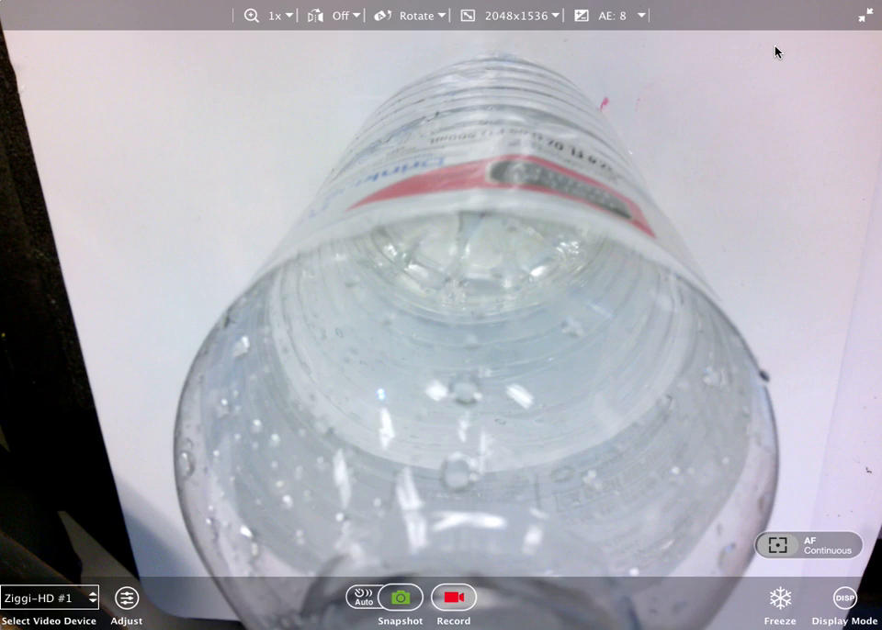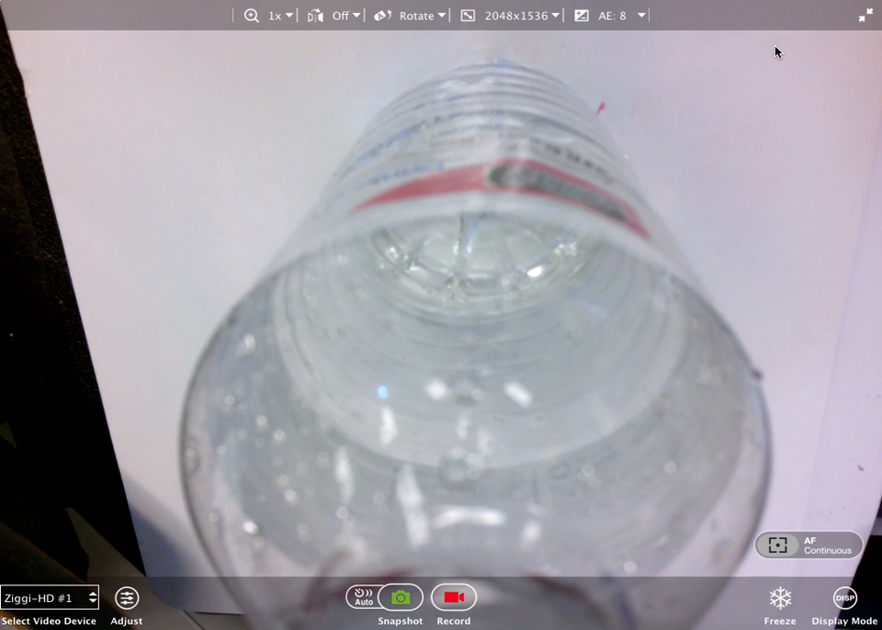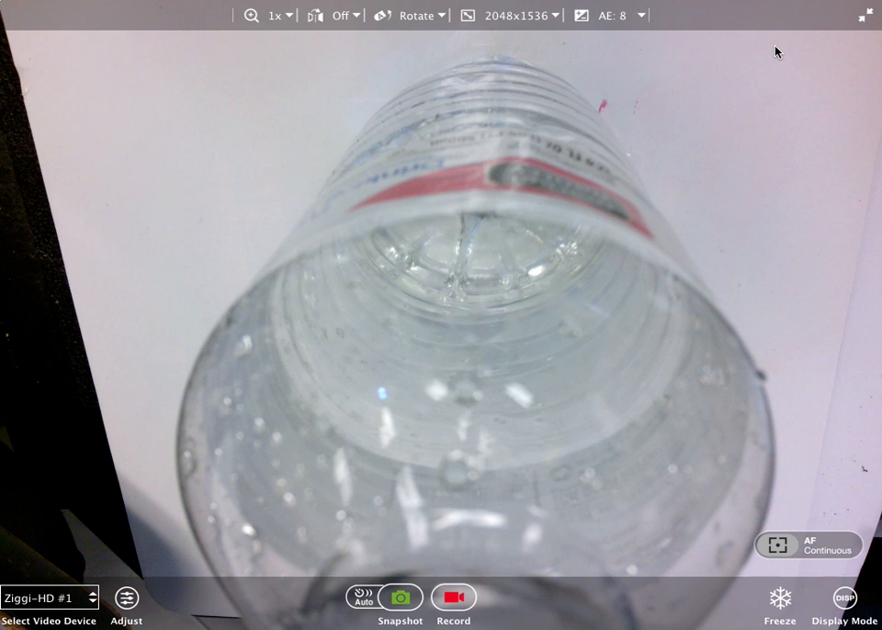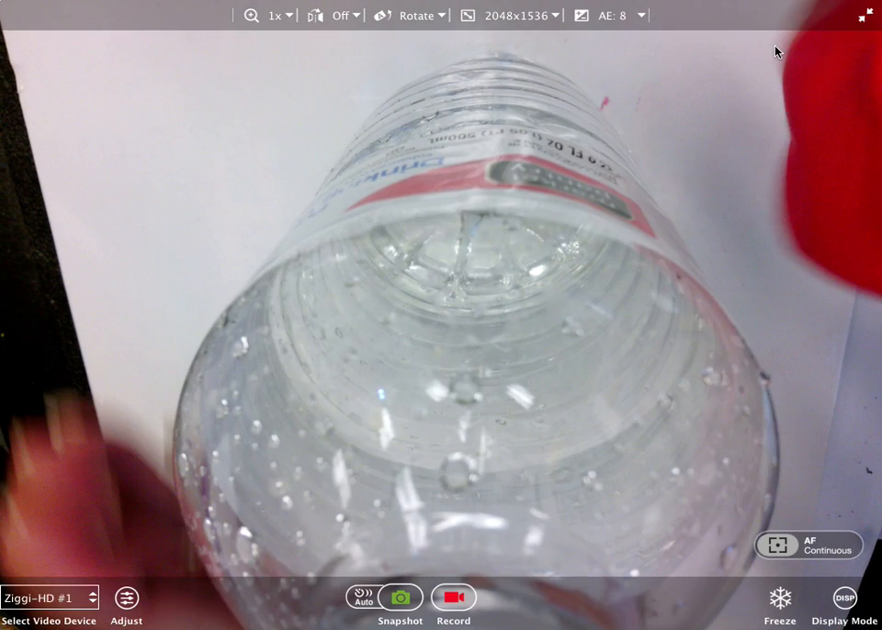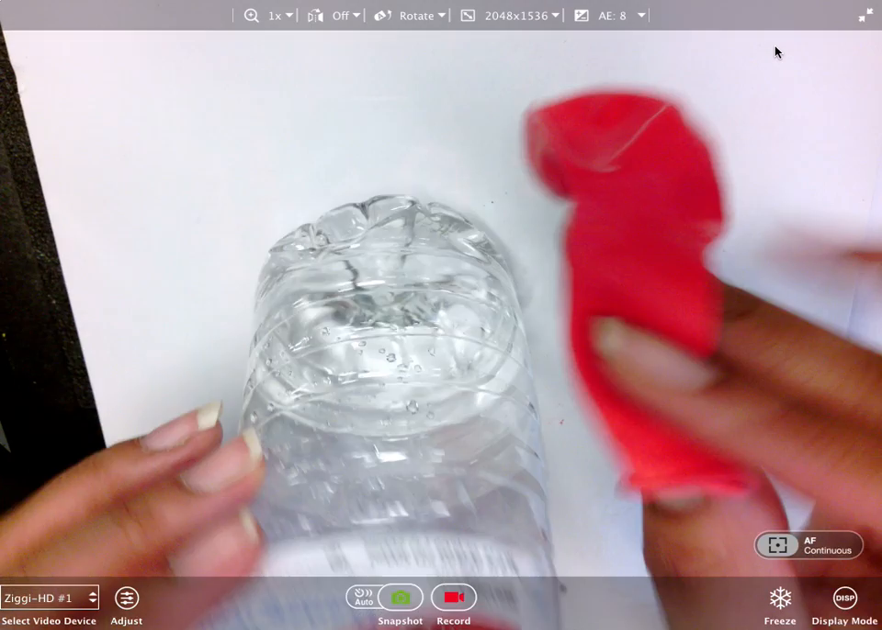So I'm going to put some vinegar in a bottle. Ray, we don't need your opinion about vinegar. And then in the balloon, I have baking soda.